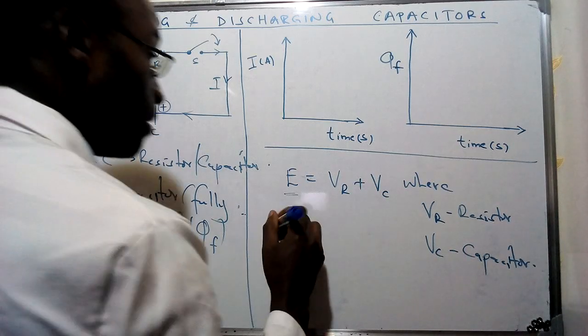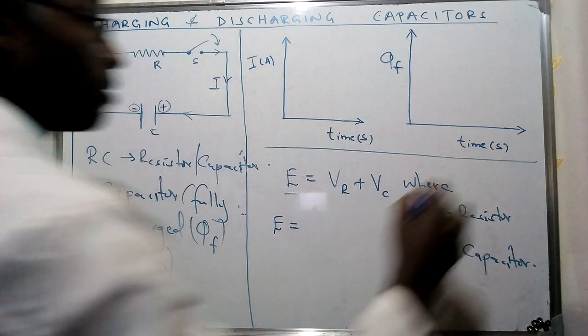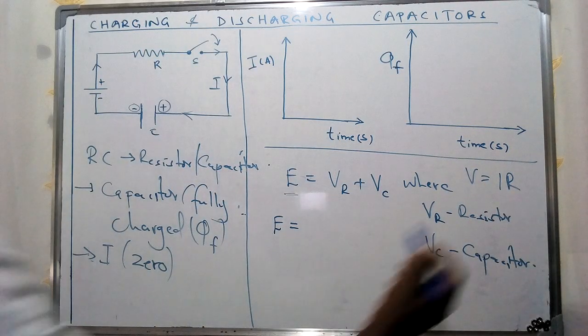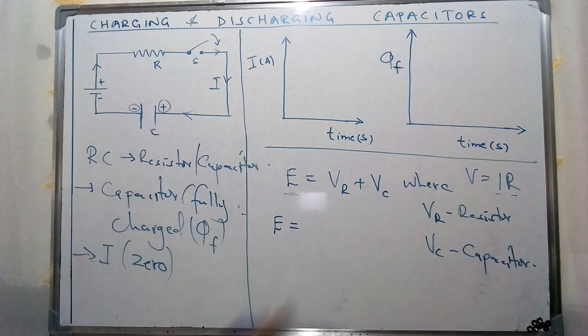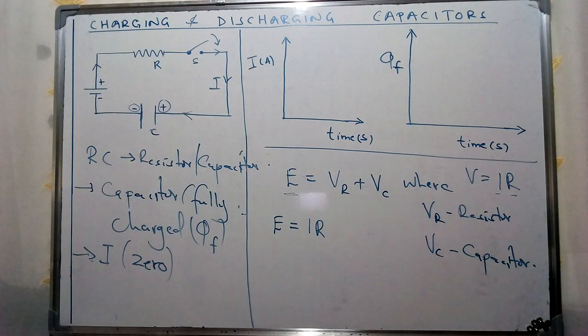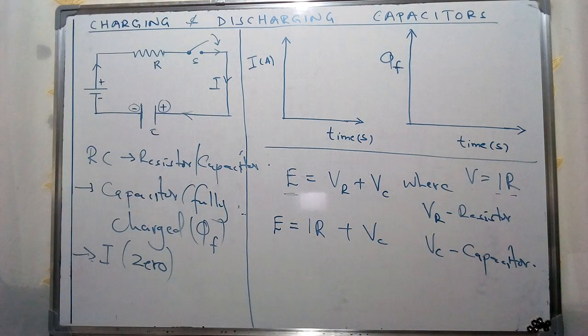And from our previous definitions, we have said that we can give voltage as V equivalent to IR, whereby the voltage is a product of current and resistance. So therefore, we can relate this equation to represent IR, which is the voltage across the resistor, and then plus the voltage across the capacitor.